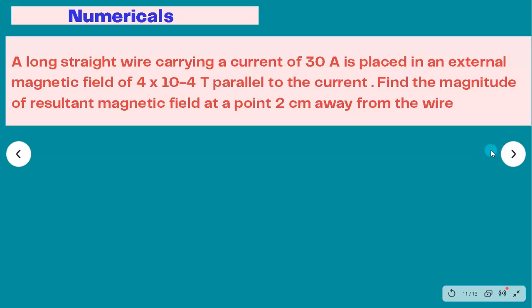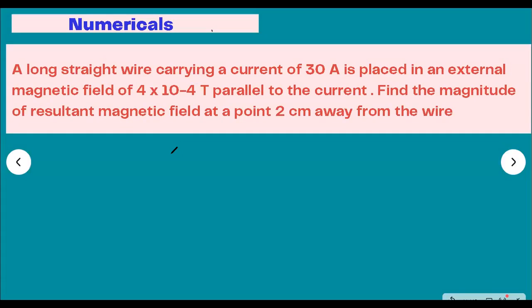Now let's solve two questions. A long straight wire carrying a current of 30 ampere is placed in an external magnetic field. Find the magnitude of resultant magnetic field at a point 2 centimeter away from the wire. So if this is a current carrying conductor, there is already an external magnetic field. We will call that B1, which is equal to 4 into 10 to the power of minus 4 Tesla, which is flowing parallel to the current carrying conductor.